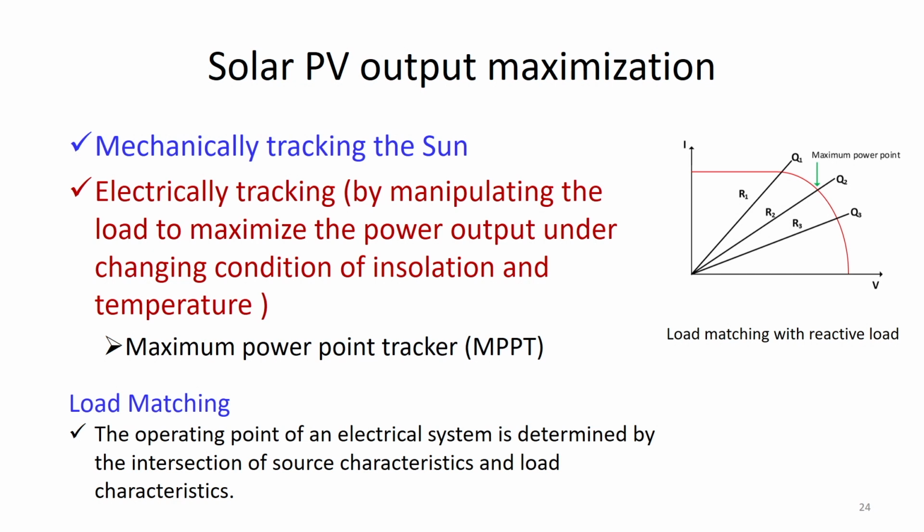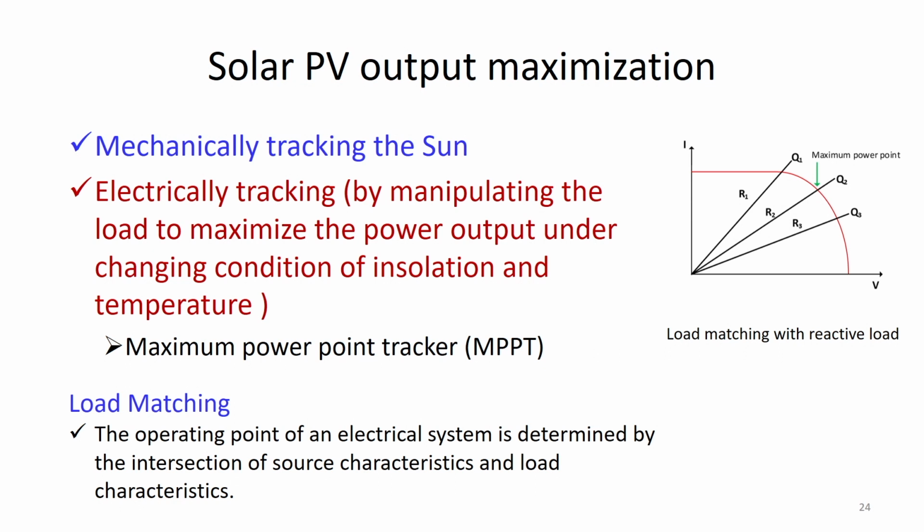And that is how we can have one electronic control system called maximum power point tracker. In short, we call it MPPT. So, we can install an MPPT and it will take care of this maximization of electrical energy conversion, right.